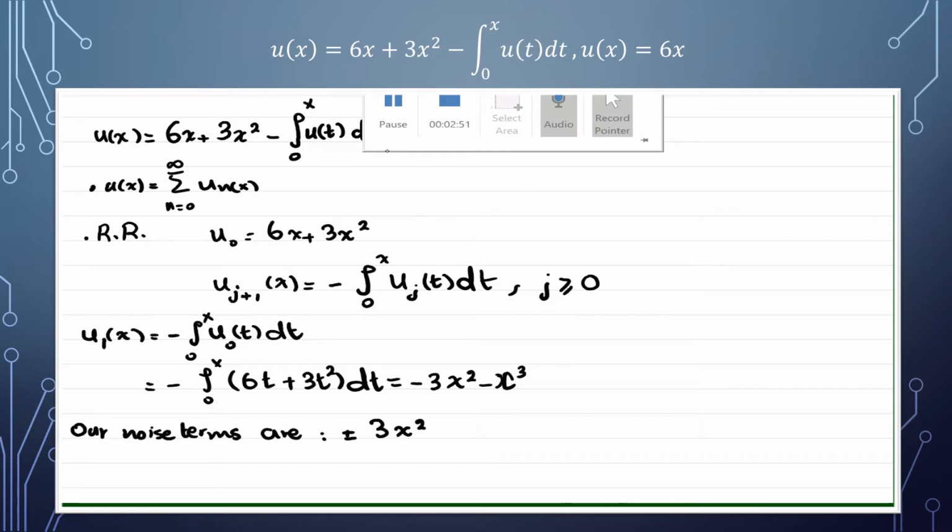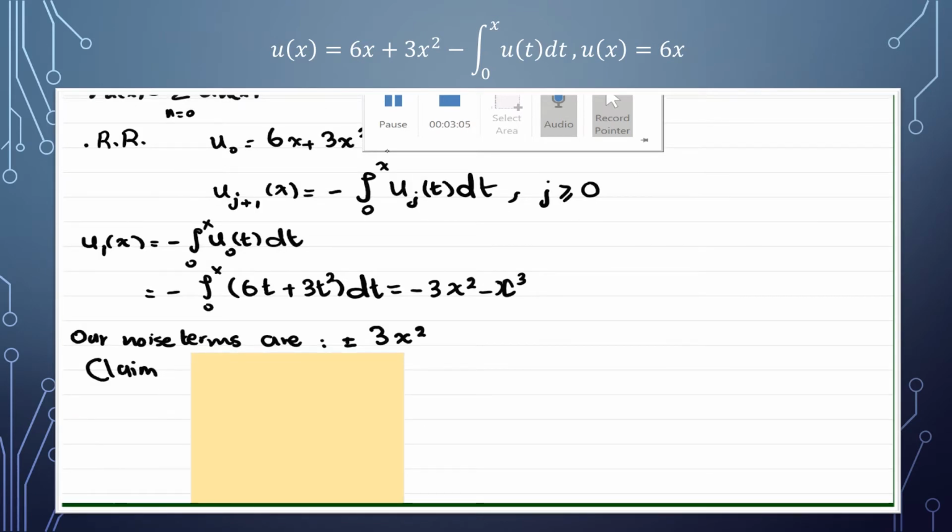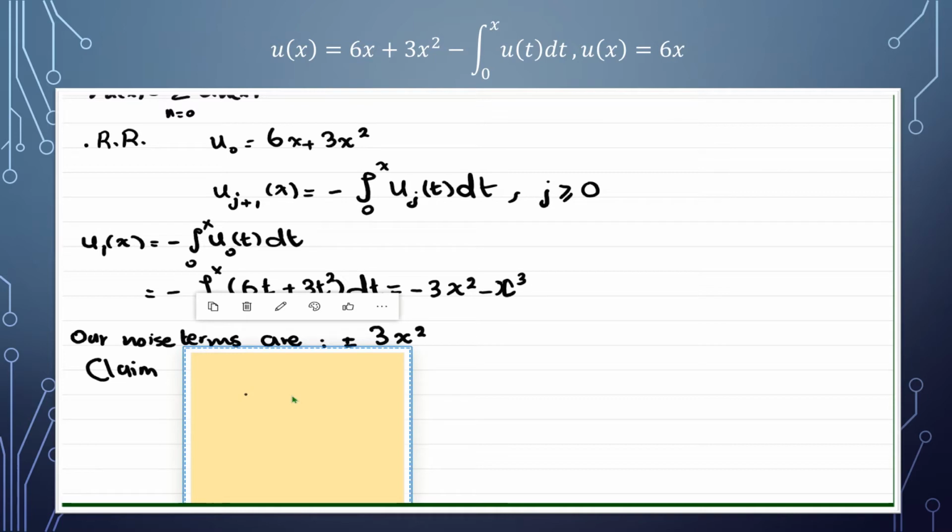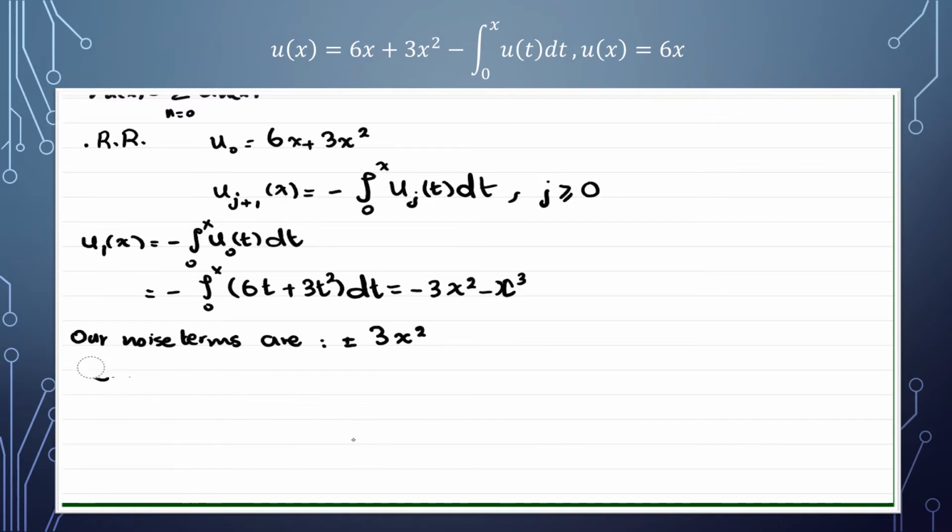So we will claim that our u0 of x, again not u0, so we will claim that u of x is equal to the part that is not vanished from u0, which is 6x, and then we will substitute in our integral equation.